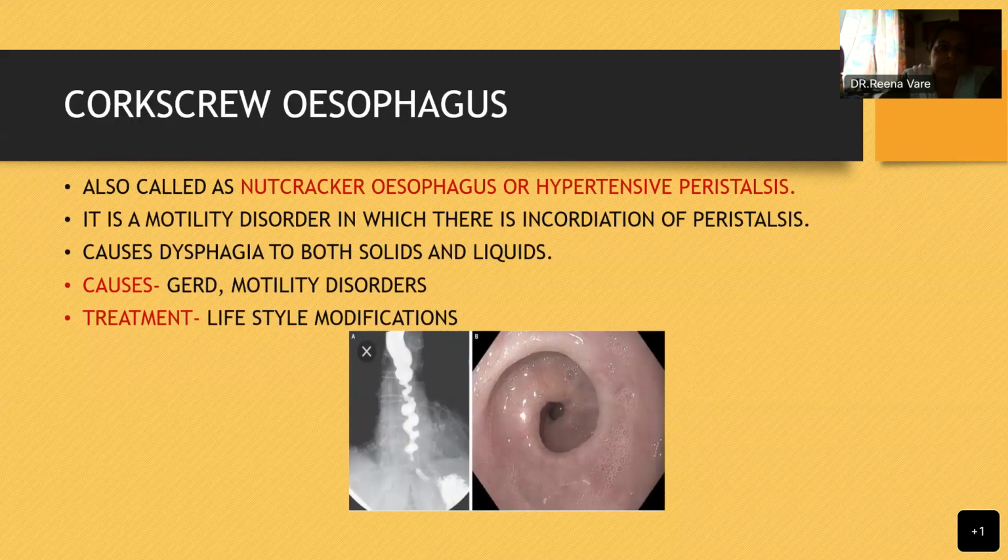Okay, the last one is corkscrew esophagus. It is also known as the nutcracker esophagus. It is also known as hypertensive peristalsis. Now, this is as if there is a screw. See now, this is as if it's a screw-like thing on barium swallow. When you rotate the screw, the rings which you see, these are the rings which are seen inside the esophagus. So it is a motility disorder in which there is incoordination of peristalsis.